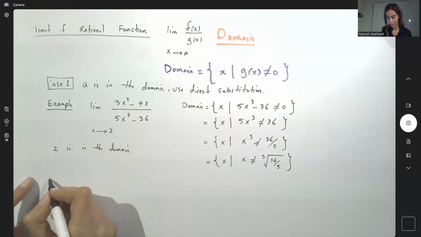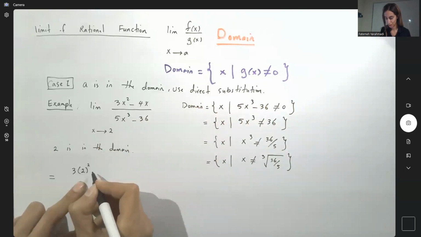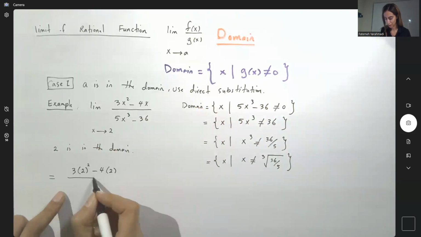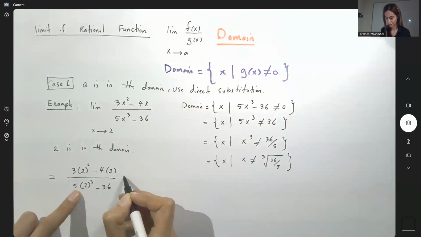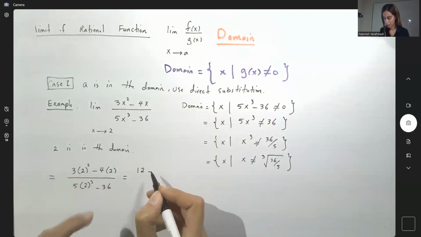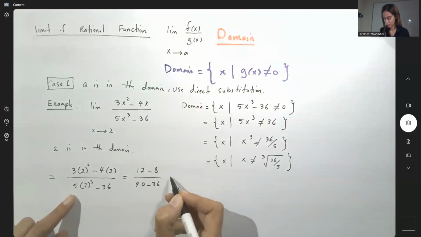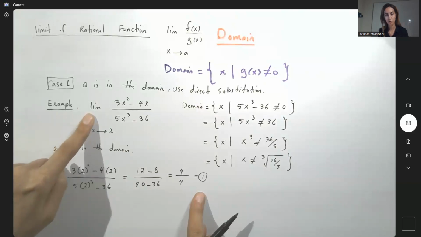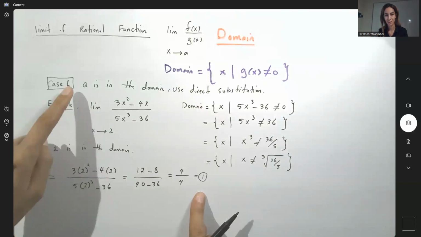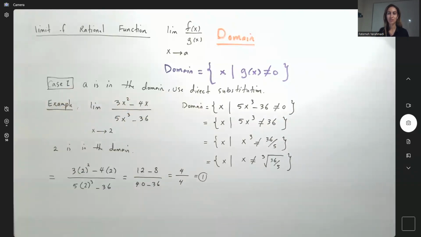There. So this limit is equal to 3 times 2 to the power 2 minus 4 times 2 divided by 5 times 2 to the power 3 minus 36. So we have 12 minus 8 divided by 8 times 5, 40 minus 36. So we get 4 divided by 4 or 1. So the limit of this rational function is 1. Again, this is your very first case. A is in the domain of the function, so we're going to use direct substitution.